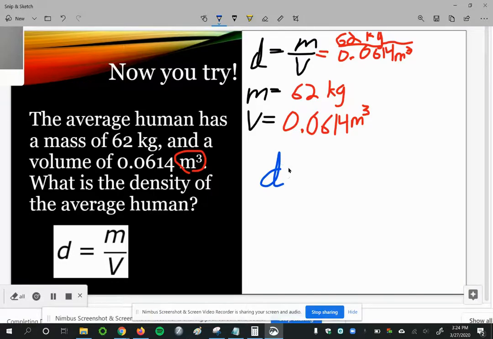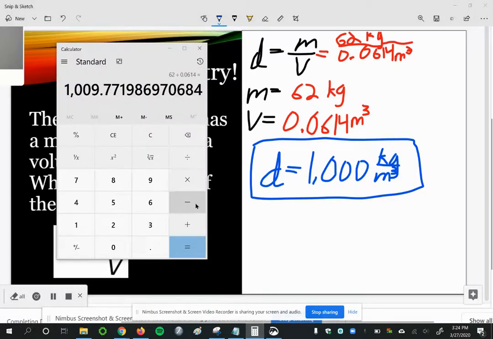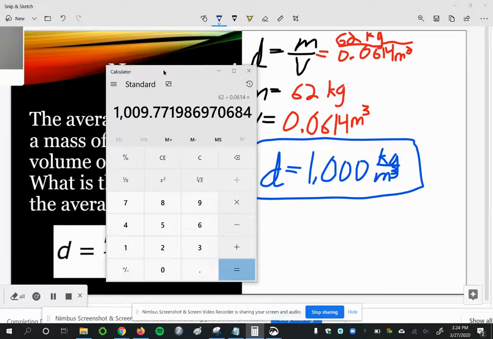So the density of an average human is about 1,000 kilograms per cubic meter. So, well, that's really big. That's bigger than iron. Well, not necessarily. Remember, these units are different. I just want to test your ability to use different units. So the number is going to be a little different. But if you got around 1,000, I think you did that right. Let me just check my math real quick. I remember getting a different answer last time. I could be wrong. Divide by 0.0614. Is that the right number? Yep. All right.